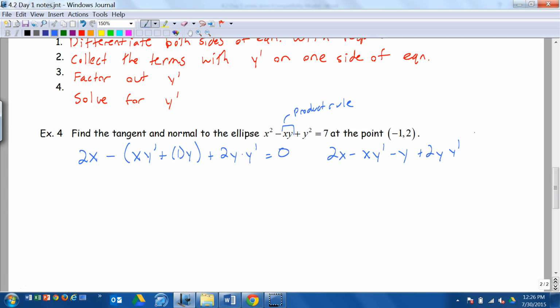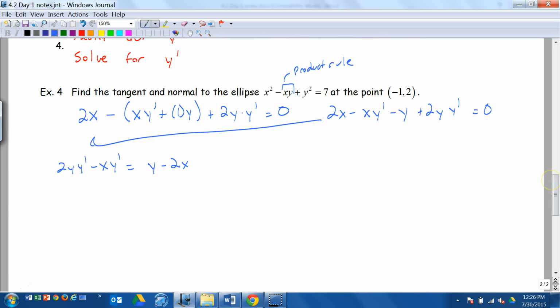I'm going to keep the y primes on this side and move the other stuff to the other side. It really doesn't matter much which way you go here. So my y prime pieces are the 2y y prime minus xy prime equals, if I move the y over, that becomes positive y. If I move the 2x, it becomes minus 2x. Okay? I factor out a y prime, and I get y prime times 2y minus x equals y minus 2x. Divide. Y prime equals y minus 2x over 2y minus x.